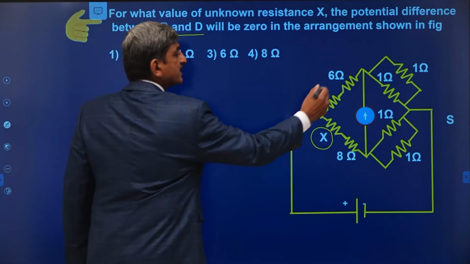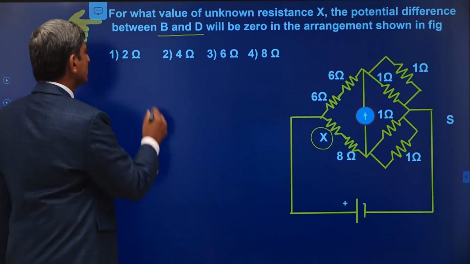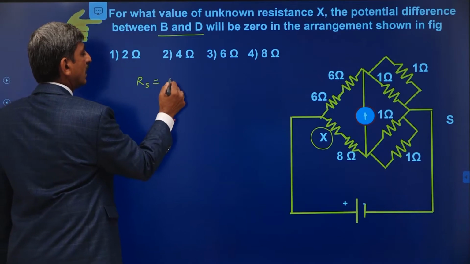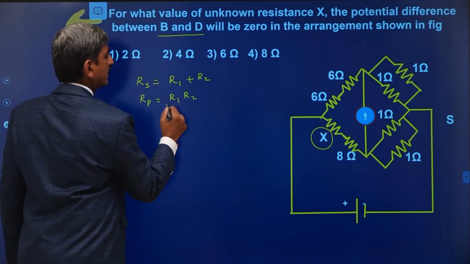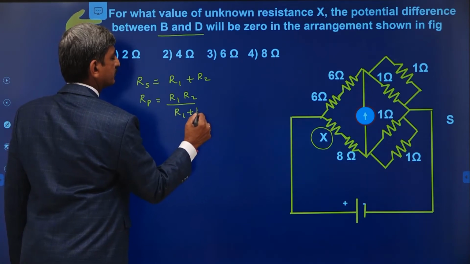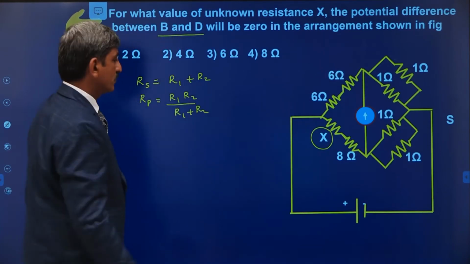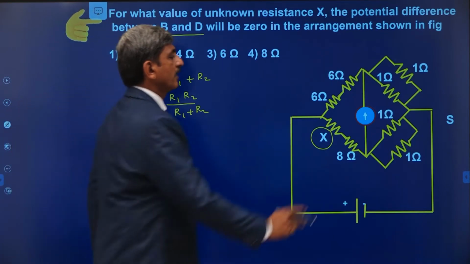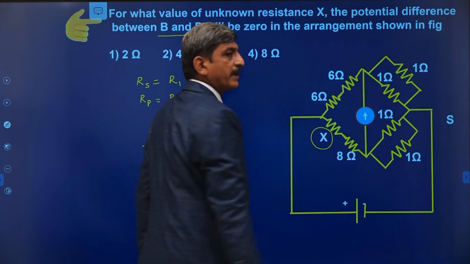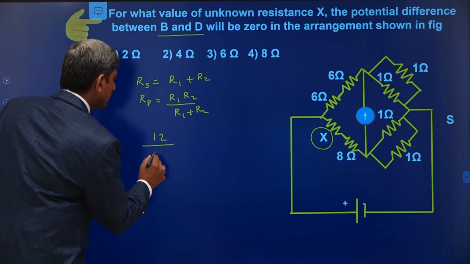For that, find the effective resistance in the first arm, where 6 and 6 are in series. Already we know that R series is equal to R1 plus R2 and R parallel is equal to R1 R2 divided by R1 plus R2. Now in the first arm, 6 ohm and 6 ohm are in series, so the effective resistance is equal to 12, divided by, here 1 ohm and 1 ohm are in parallel. The effective resistance is 1 into 1 divided by 1 plus 1, that is equal to 0.5.